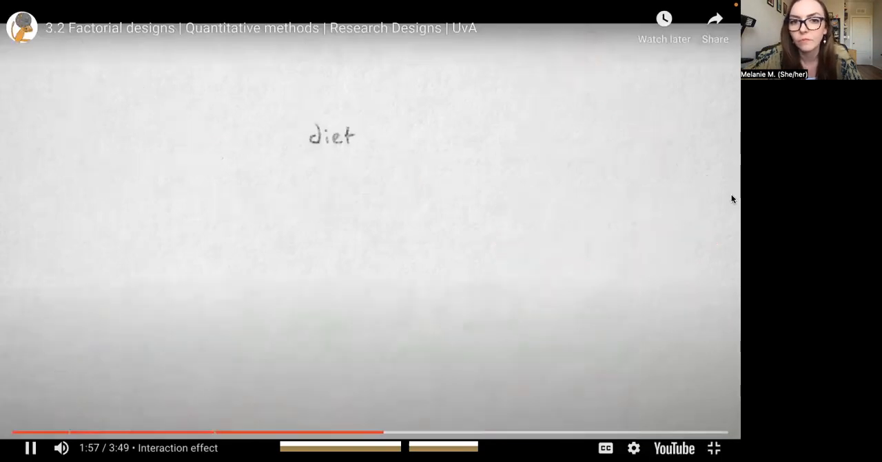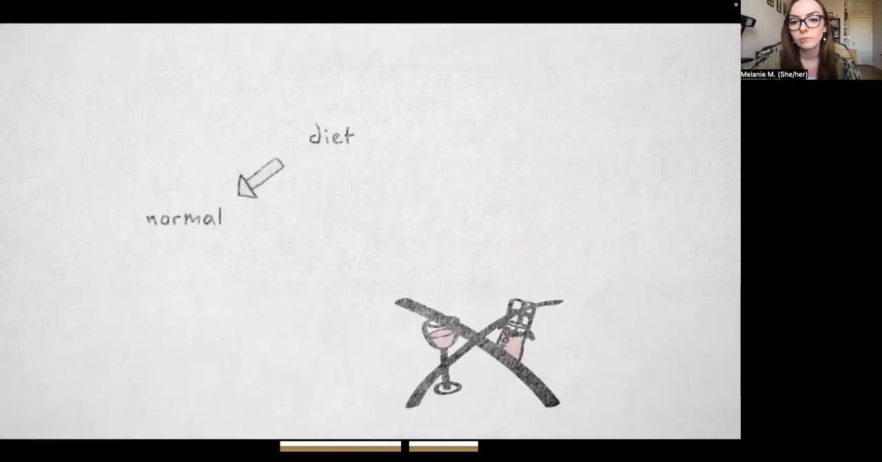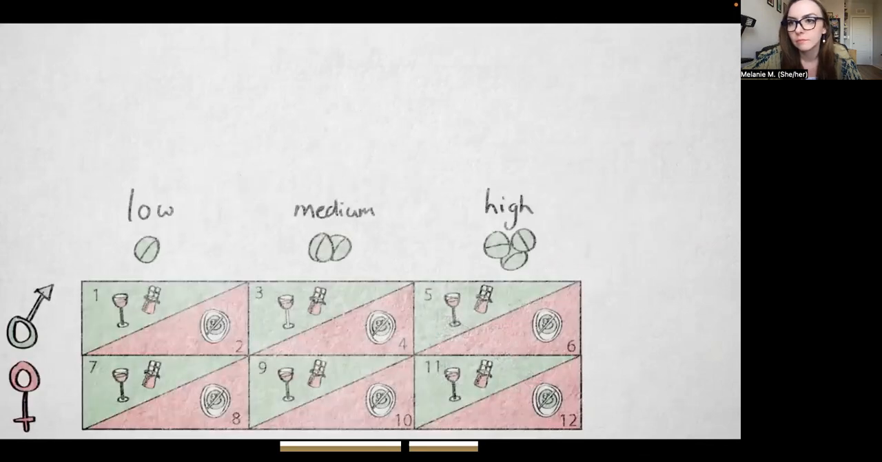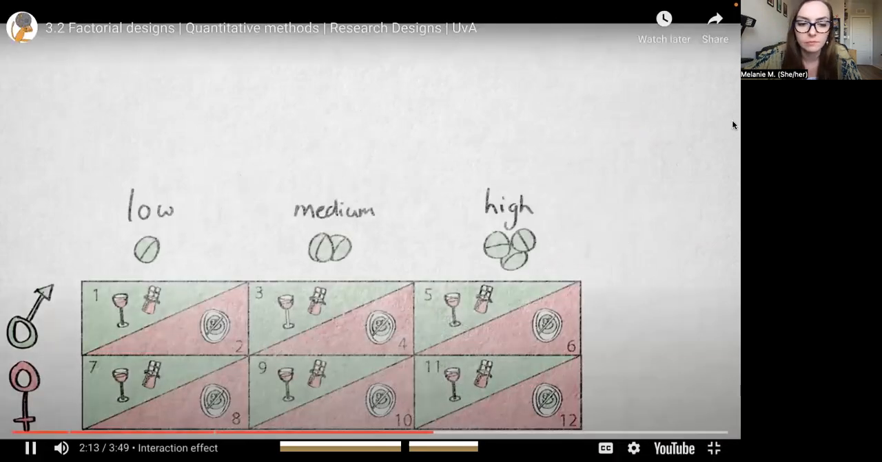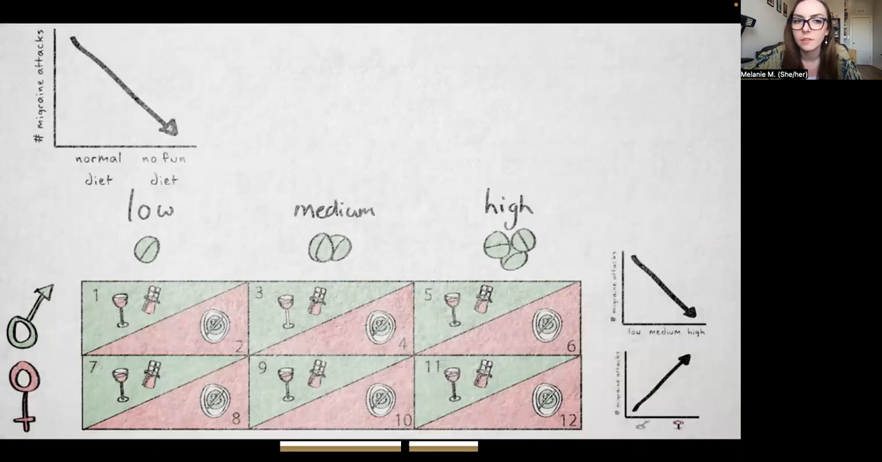Suppose we add diet as a factor with two conditions, a normal diet and a diet eliminating all chocolate and red wine. Let's call this the no-fun diet. This would require that each of the 6 groups is split in 2, with half of the participants being assigned to the normal diet and half to the no-fun diet. We can now look at the main effect of diet. Is a no-fun diet effective at reducing migraine attacks? We can also look at the two-way interaction between diet and gender.